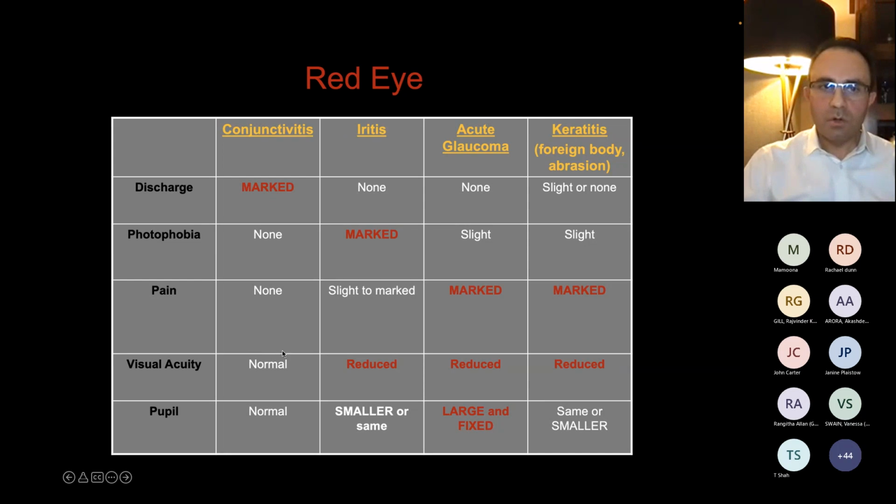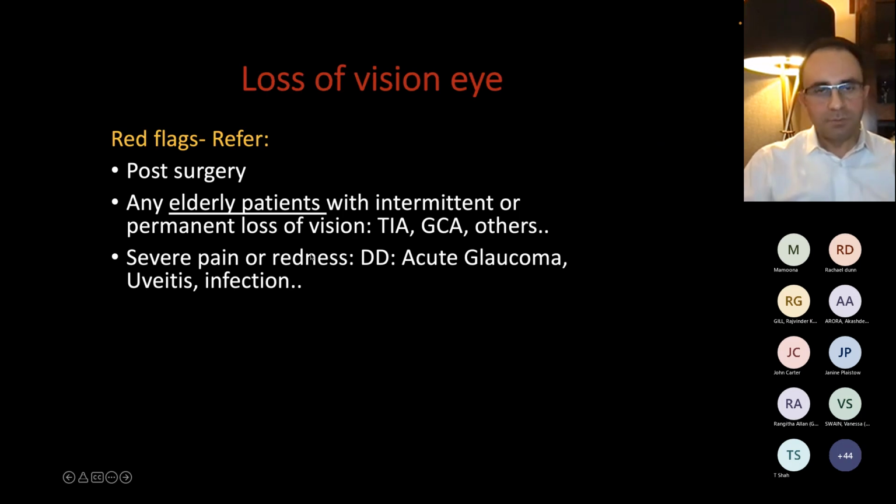Visual acuity is usually normal in conjunctivitis and reduced in the other categories. The pupil, it's very difficult to distinguish. However, in the acute glaucoma, you expect a large and fixed pupil, which is not responding to any light. So you can't even check whether it's reacting or not. And that usually can happen in acute glaucoma. On top of that, you will have the headache, the pain, the blurry vision, the inflamed eye.